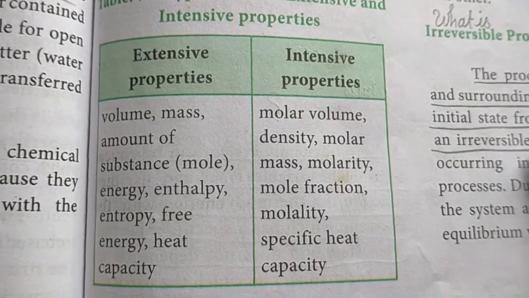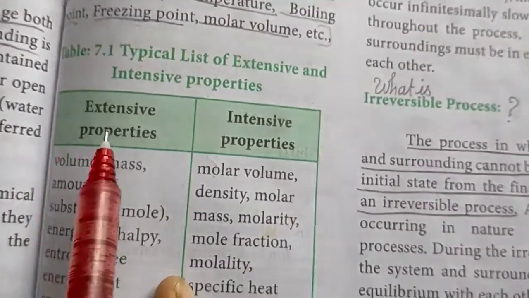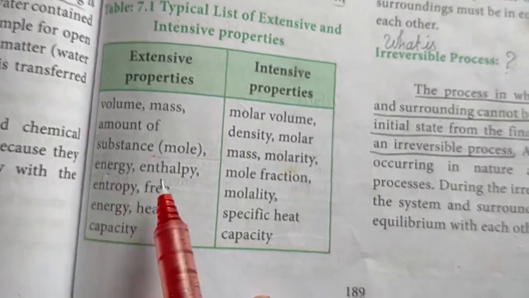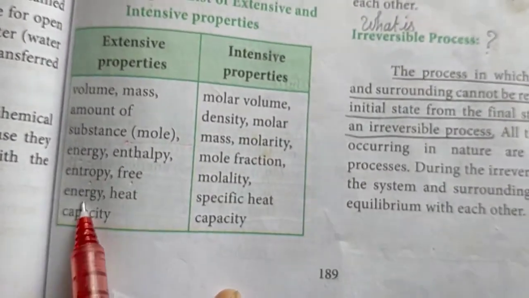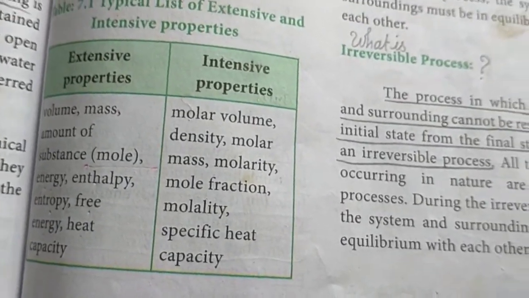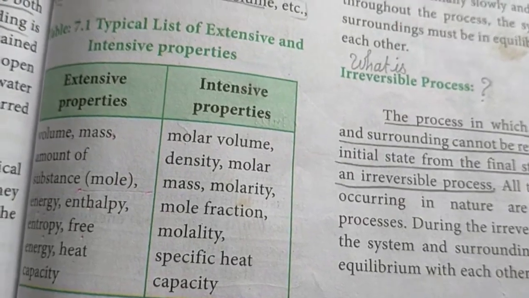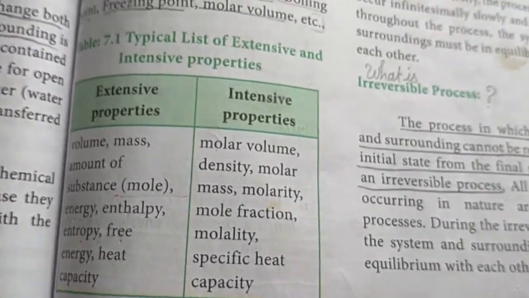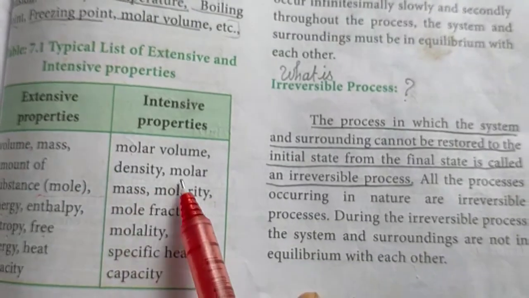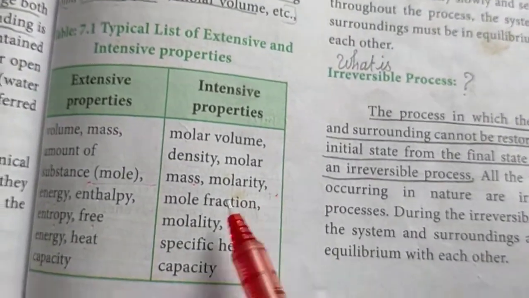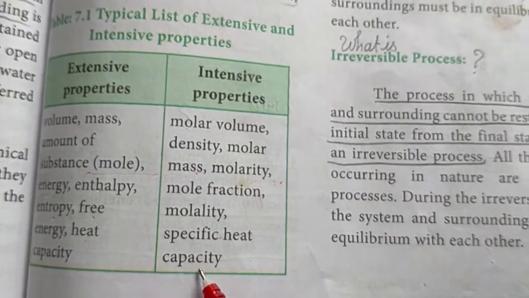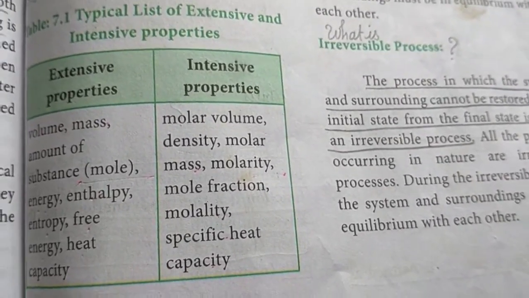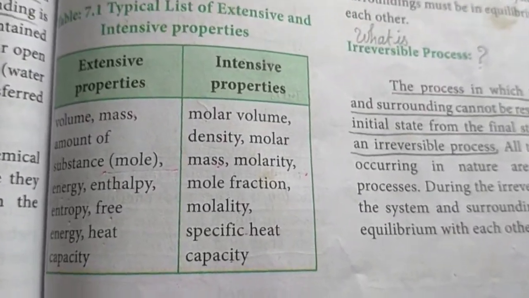We have some list of properties in intensive and extensive properties. They are listed here: volume, mass, amount of substance, that means mole, energy, enthalpy, entropy, free energy, heat capacity. These all are extensive properties. That means they depend upon the mass or size. And the intensive properties: molar volume, density, molar mass, molarity, mole fraction, molality, specific heat capacity. These all are under the category of intensive property because they do not depend upon the size or mass of the system.